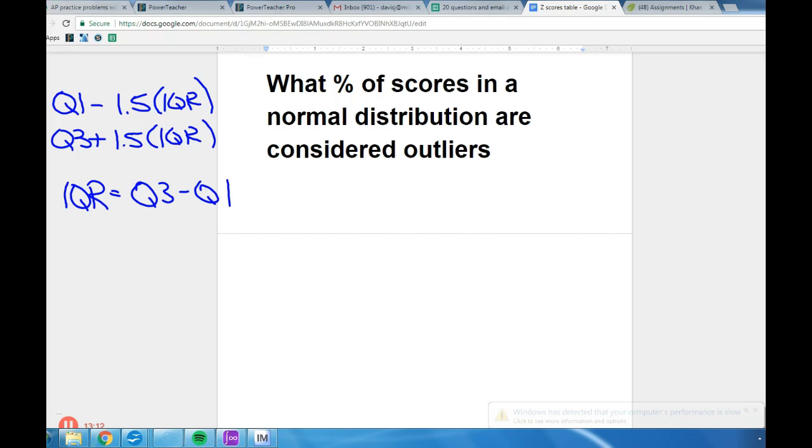What percent of the data is below Q3? 75%. Could you turn that into a z-score? Yeah. What percent's below Q1? 25. Could you turn that into a z-score? All right. That's like my first hint, I guess.